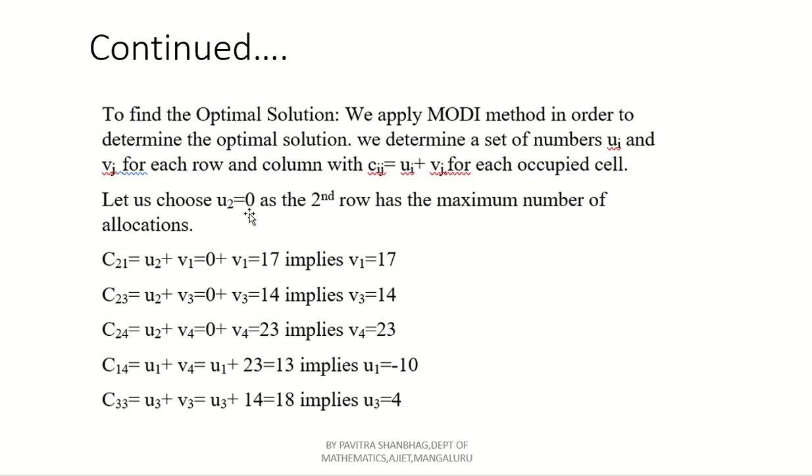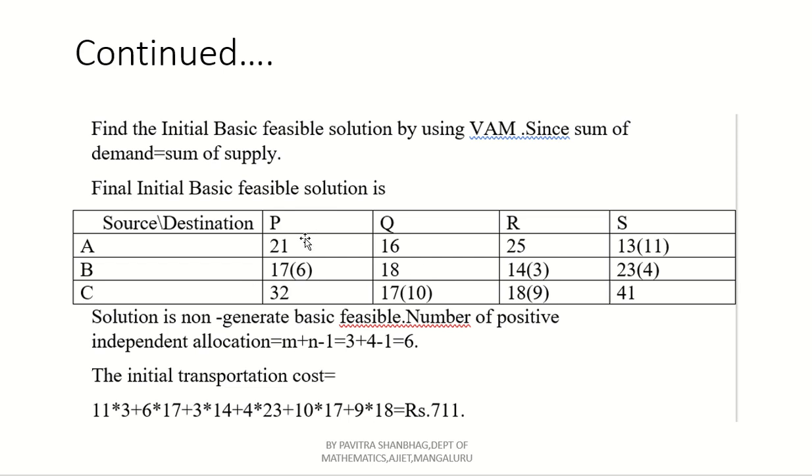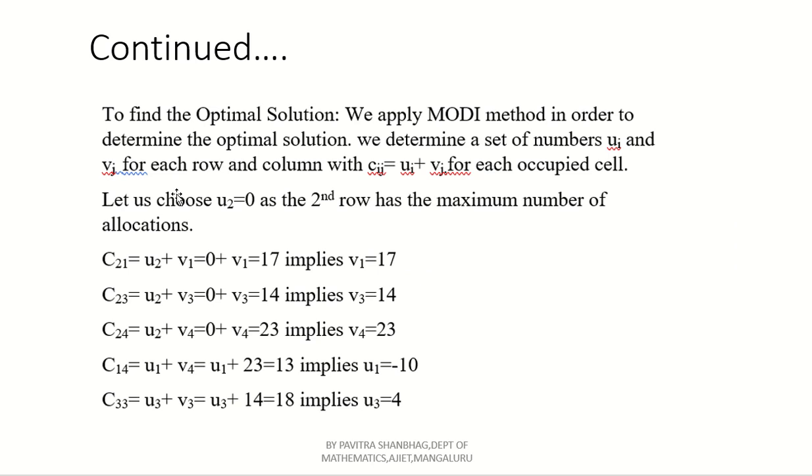Now let us choose u2 equal to 0. Why are we choosing u2 equal to 0? As the second row has the maximum number of allocations. See here, look into this table. First row has only one allocation, right? But for the second row 1, 2, 3 allocations are there, and for the third row only 2 allocations, right? Since the second row has 3 allocations, which is the maximum, therefore we have to choose u2 as 0. Okay, now u2 equal to 0 as the second row has the maximum number of allocations.